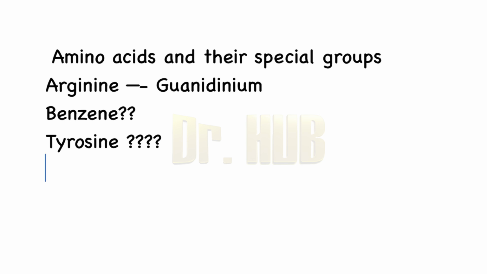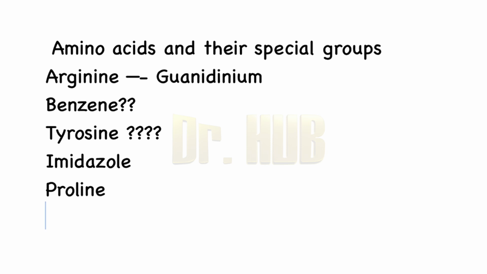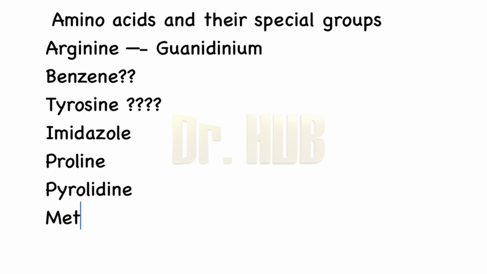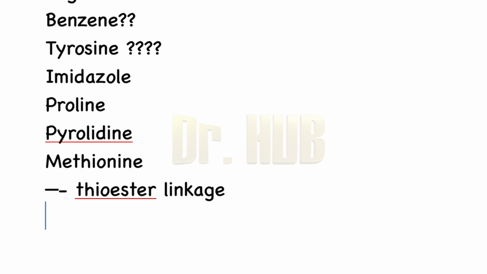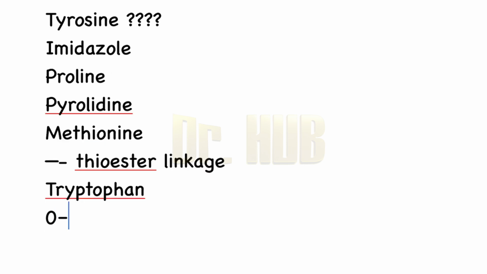The histidine is for the imidazole. So it rhymes: histidine is for the imidazole. Then the proline. The proline is for the pyrrolidine. Next comes the methionine. Methionine contains a thioester linkage. Next is the tryptophan. So for tryptophan, the special group is nothing but the indole.